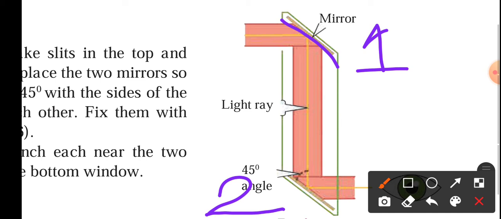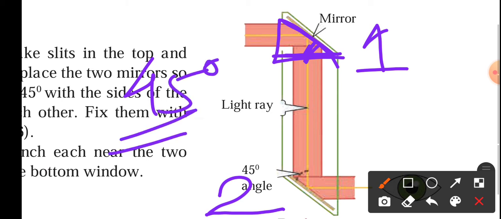On the other hand, you have to place them at a 45-degree angle. If you make it like this, the angle should be 45 degrees. Here also this angle should be 45 degrees. So in both cases the angle should be 45 degrees.